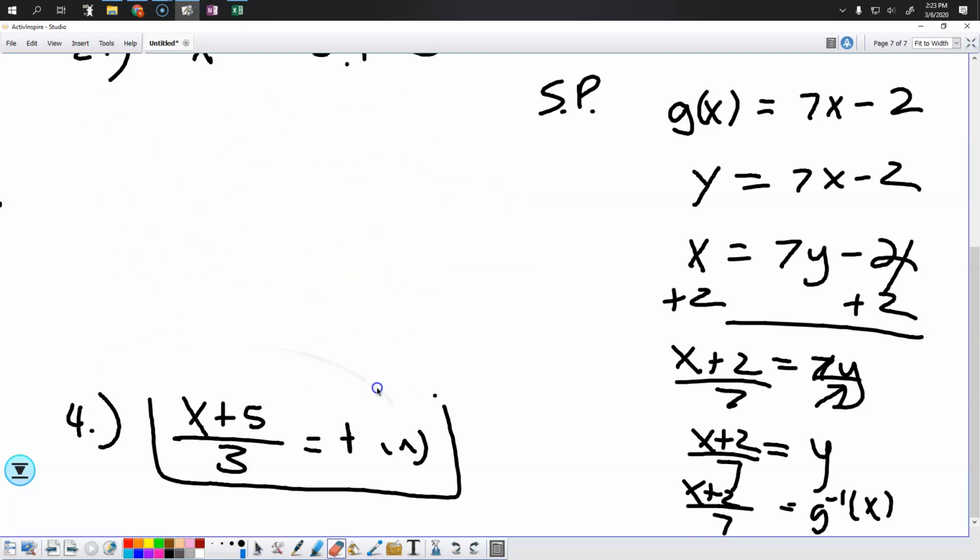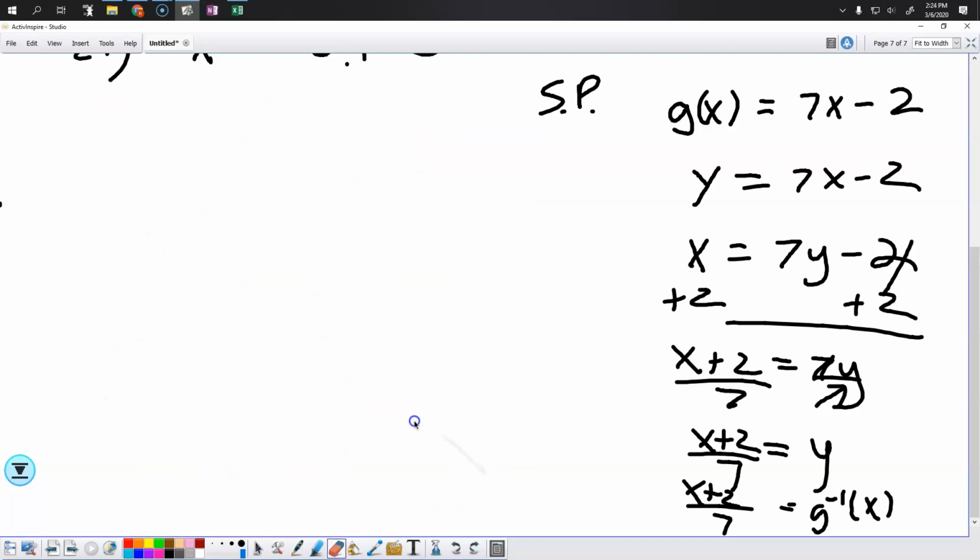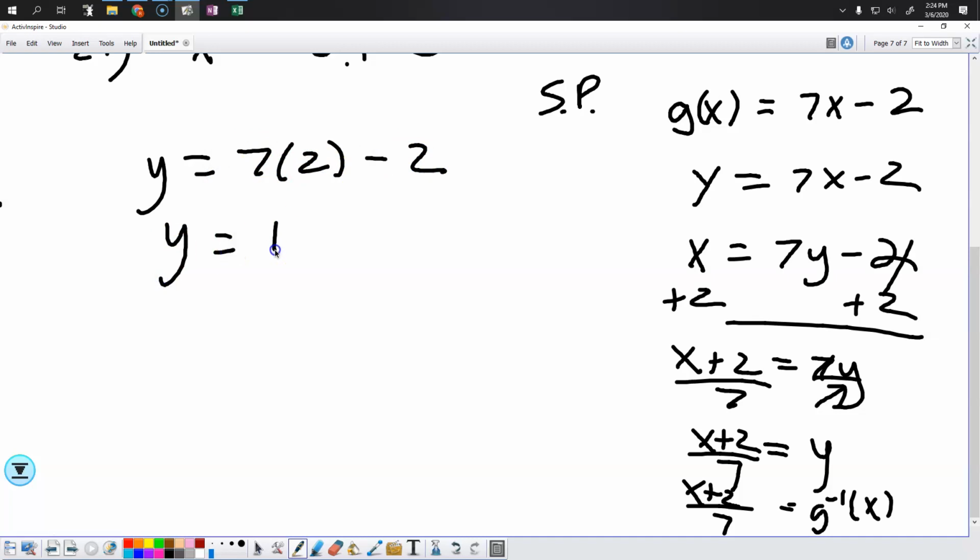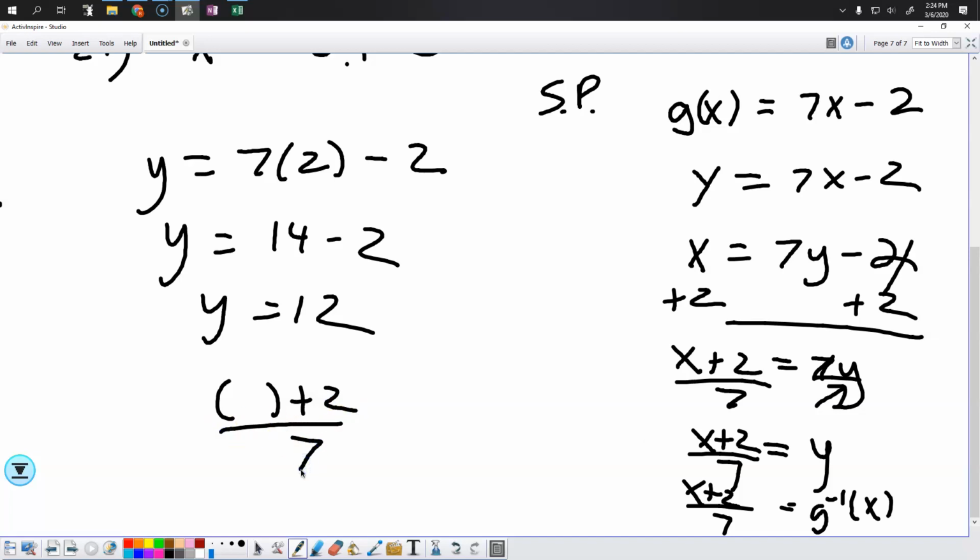So, Henry, would you pick a number between 0 and 5, please? 2. Okay, so Henry chose 2. So I'm going to take this problem up here and I'm going to plug 2 in for X. Let's solve that. You don't need to write this, you guys can just watch. But I plugged in 2 and I got out 12. If I take this one down here, the X plus 2 over 7, and I plug in 12, what do you think I'm going to get?